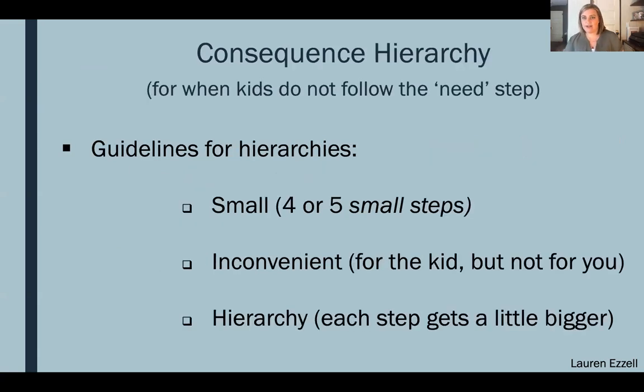Look at a consequence hierarchy. This is going to help take the guesswork out of it for you. So this is for kids that don't follow the need step. The guidelines for a hierarchy: it's small. You do 4 to 5 small steps. It's inconvenient, but it's inconvenient for the kid, not for you. Don't make your life harder, okay? And it's a hierarchy, which means each step gets a little bigger. With the small steps, you don't want to use your most severe consequence first, because if it doesn't work, you have nothing left. It's like, oh, I played all my cards the first round. Okay, start small and build.